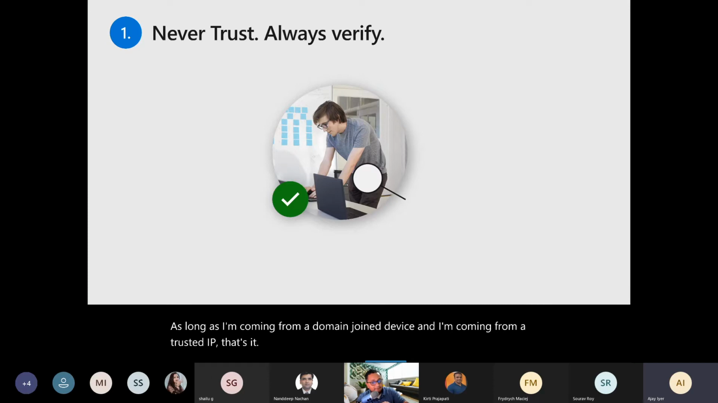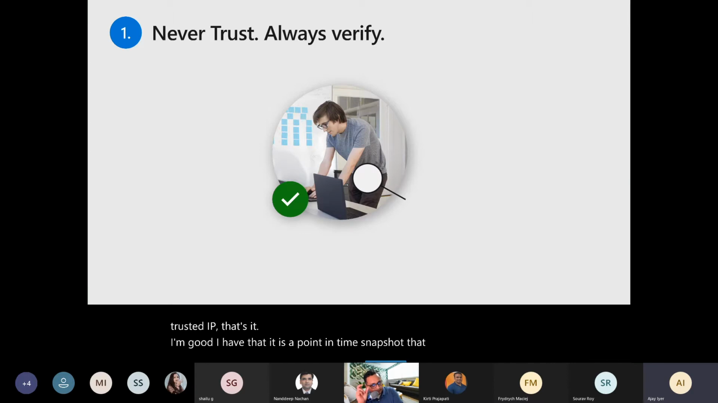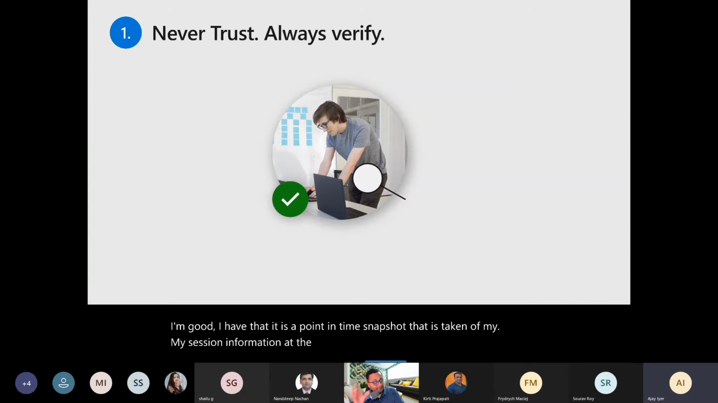I'm good. It is a point in time snapshot that is taken of my session information at the time, right? Of hey, I'm coming from a trusted device and I'm coming from a trusted IP, which means I'm safe, right? This is a safe session, and I have unfettered access to all the systems that I typically work with. The implicit assumption there is, well, okay, I checked it once, I don't need to check it again, right? In the cloud world, that's a terrible idea.